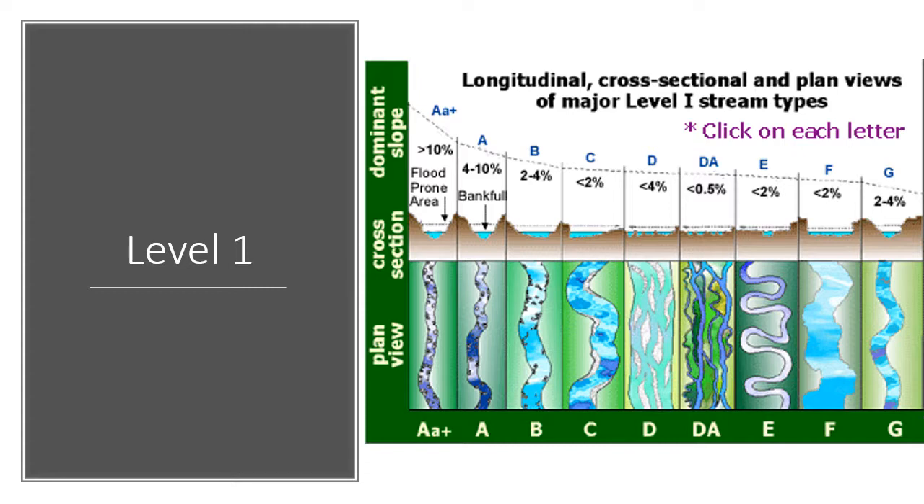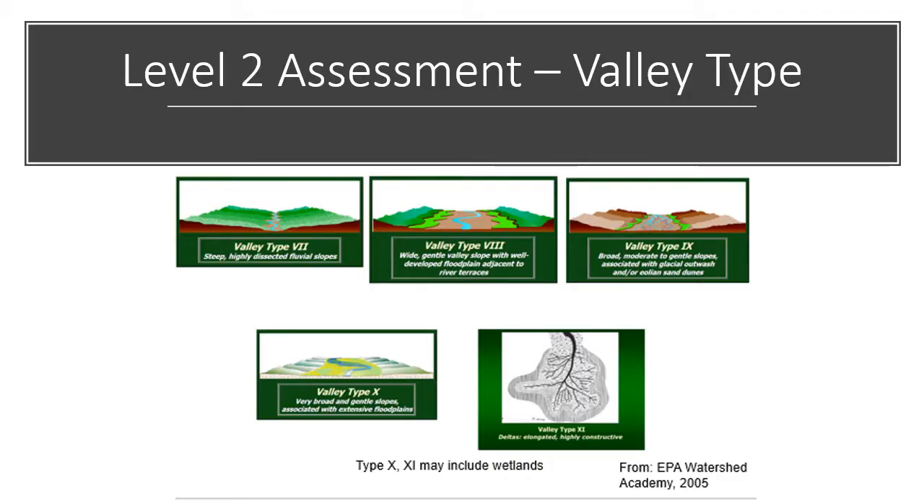So if you look at the level 1 classification, and consider the slope of the stream, which was right under 1%, it should fall into the category C, but I'm thinking there were some errors in finding the slope because B looks almost exactly like the channel form. And so the valley type for this section of Fourpole Creek, I believe, would be the first one in the picture, VII, because it is steep and has highly dissected fluvial slopes.